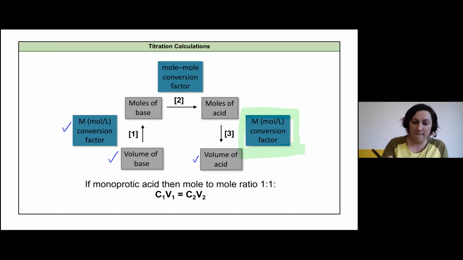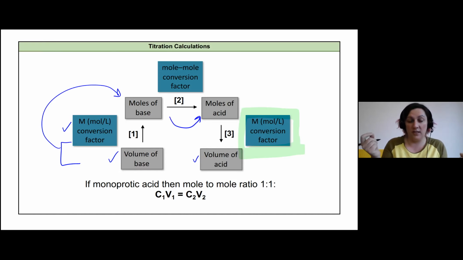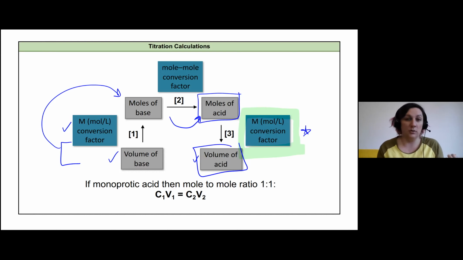And then we can combine the information about the moles of base. So these two together get us the moles of base. We can convert that in a mole-to-mole conversion using our coefficients in our balanced equation to get the moles of acid. And then we take that moles of acid and the volume of acid to calculate our actual concentration.